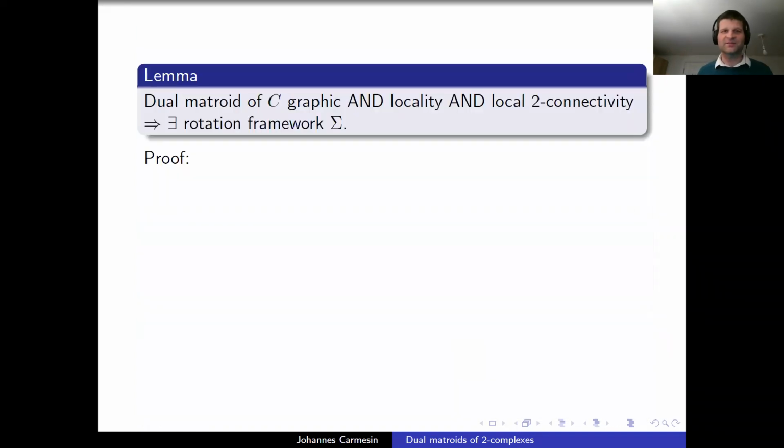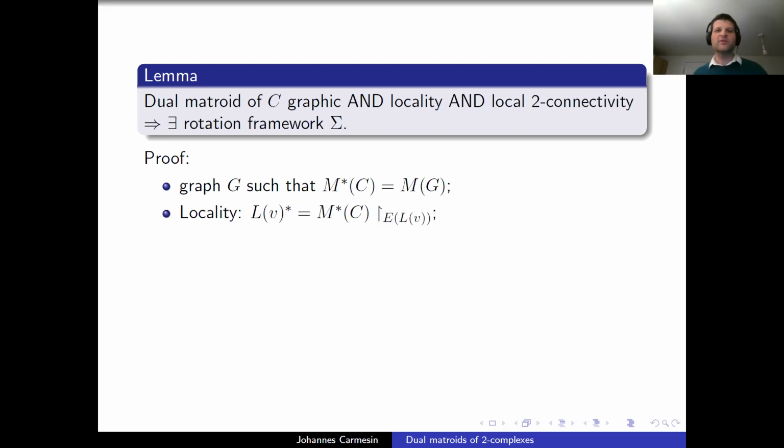Okay, so now let's look a little bit deeper into the proof. We have this lemma that if the dual matroid is graphic, then there exists this rotation framework. So let's understand how we can do that. And this is really how you build the embedding combinatorially. So first, you know the dual matroid is graphic. So someone has to come and give us a graph G so that the dual matroid is equal to the cycle matroid of that graph.